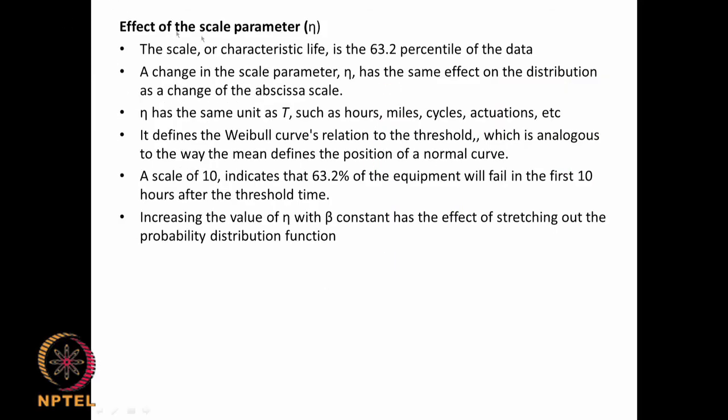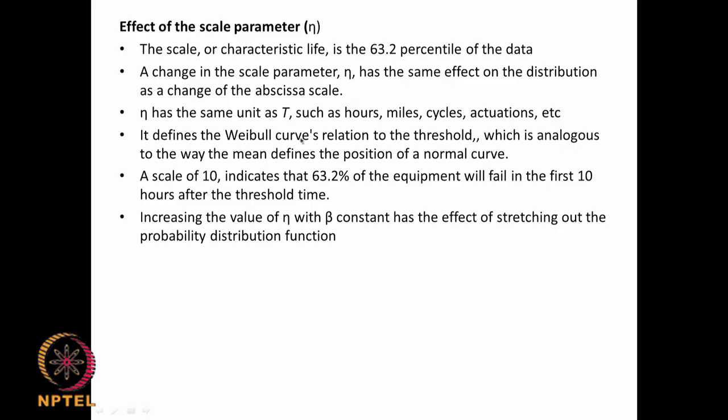Okay. The next one is called the scale parameter eta. It gives you the characteristic life, the scale or characteristic life, and it is the 63.2 percentile of the data. Now, this eta has the same unit as time, that is hours, miles, cycles, actuations and so on. So, when I change eta, it has the same effect on the distribution as a change of the abscissa, okay. So, it is like the x axis.